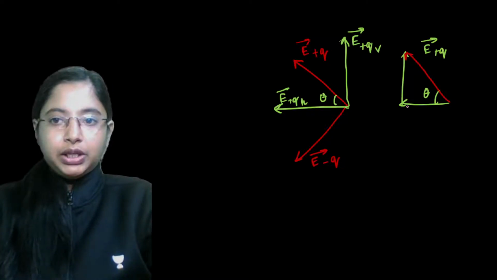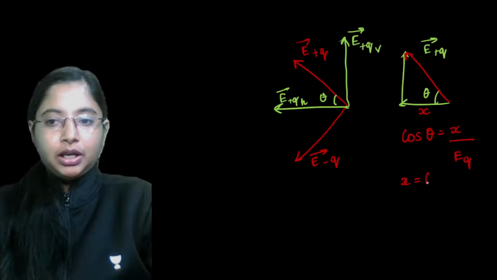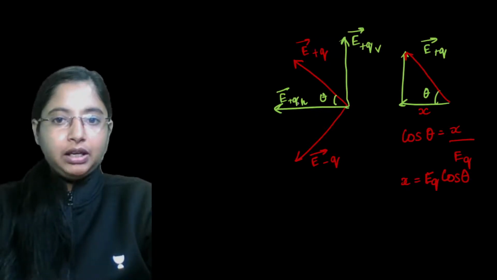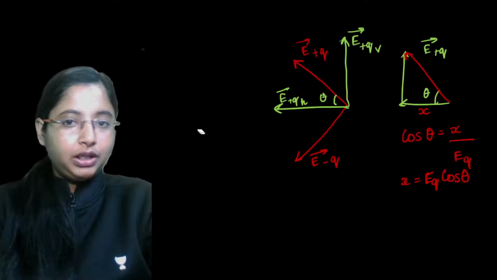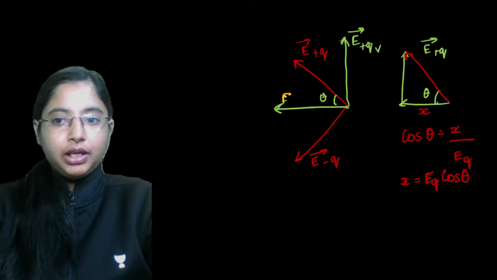Now if you want this side, let's for example take it as x. It becomes very easy. Cos theta is nothing but this value of x divided by the hypotenuse, which is this E_Q over here. So x is the magnitude of the electric field along the hypotenuse into cos theta. So this particular quantity will be nothing but E_Q cos theta.